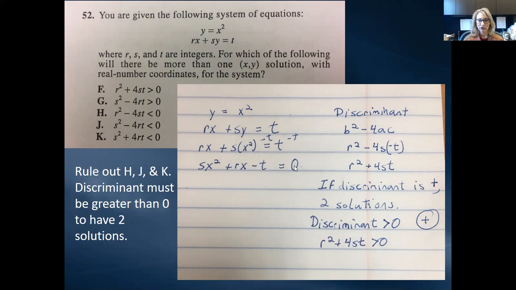Now, remember, we have to find when the discriminant is positive. So the discriminant is b squared minus 4ac. We're going to take the r and put it where b is. So it's going to be r squared minus 4 times a, that's the s, and then c is a negative t. So it's going to be minus 4s times negative t. Those negatives cancel each other out. So it's going to be r squared plus 4st. So it's going to be f.